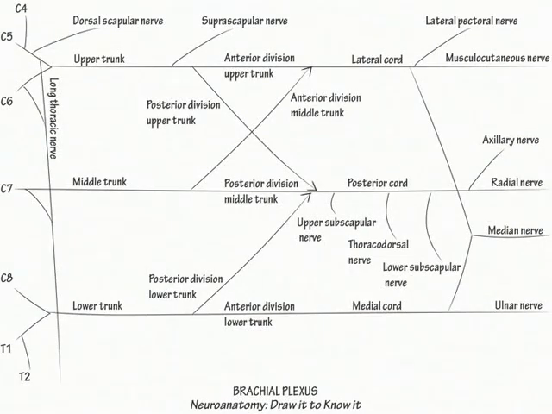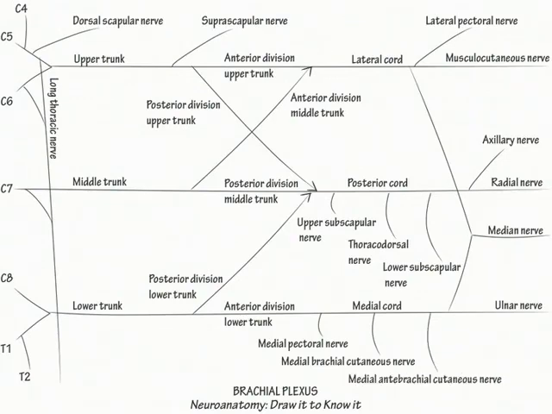Finally, draw the following nerves from the medial cord. The medial pectoral nerve, which innervates the sternal head of the pectoralis major muscle and provides the last 30 degrees of arm adduction. The medial brachial cutaneous and antebrachial cutaneous nerves, which are the sensory nerves that cover the medial aspect of the upper arm and forearm respectively.